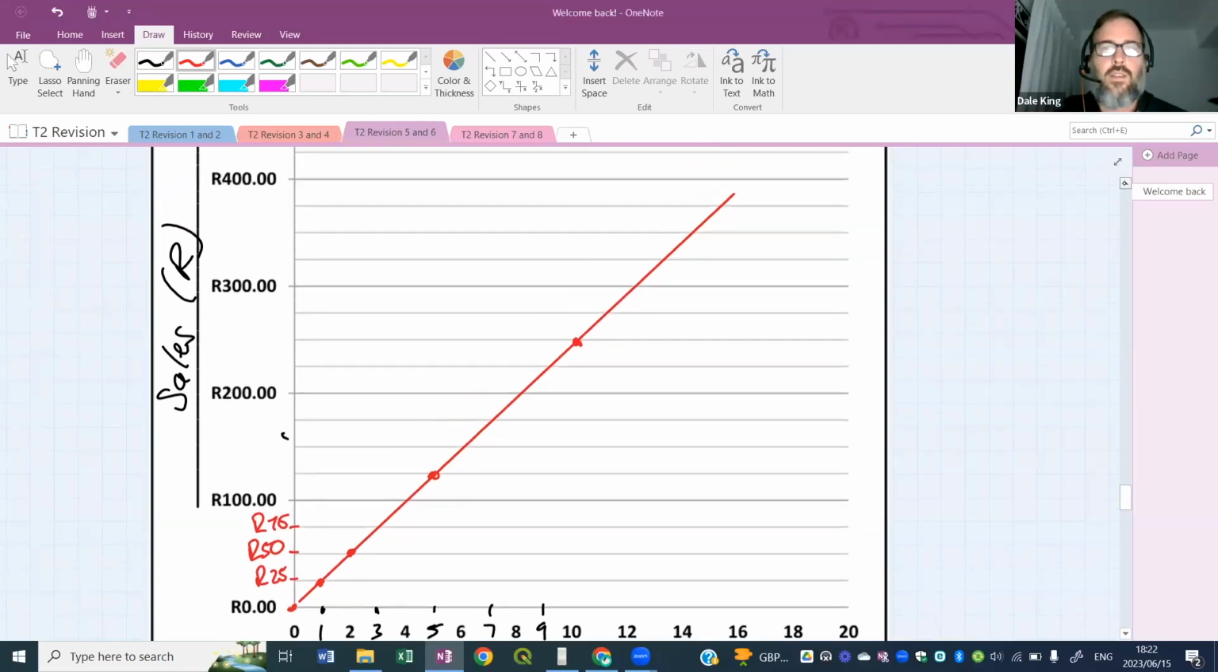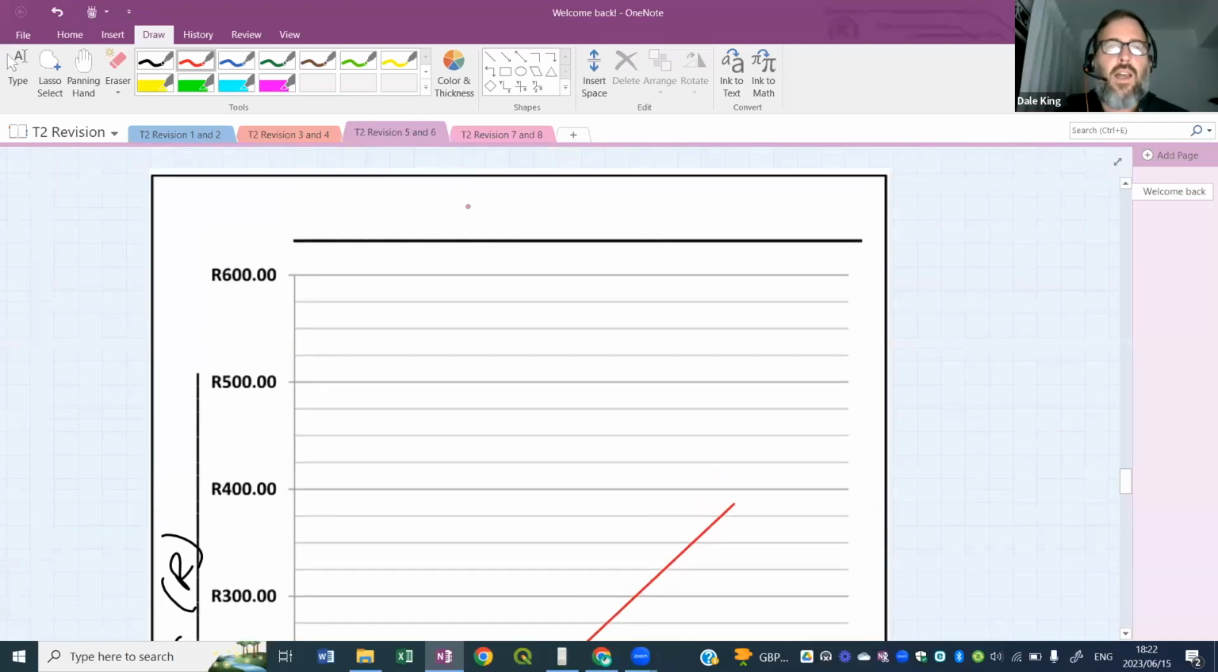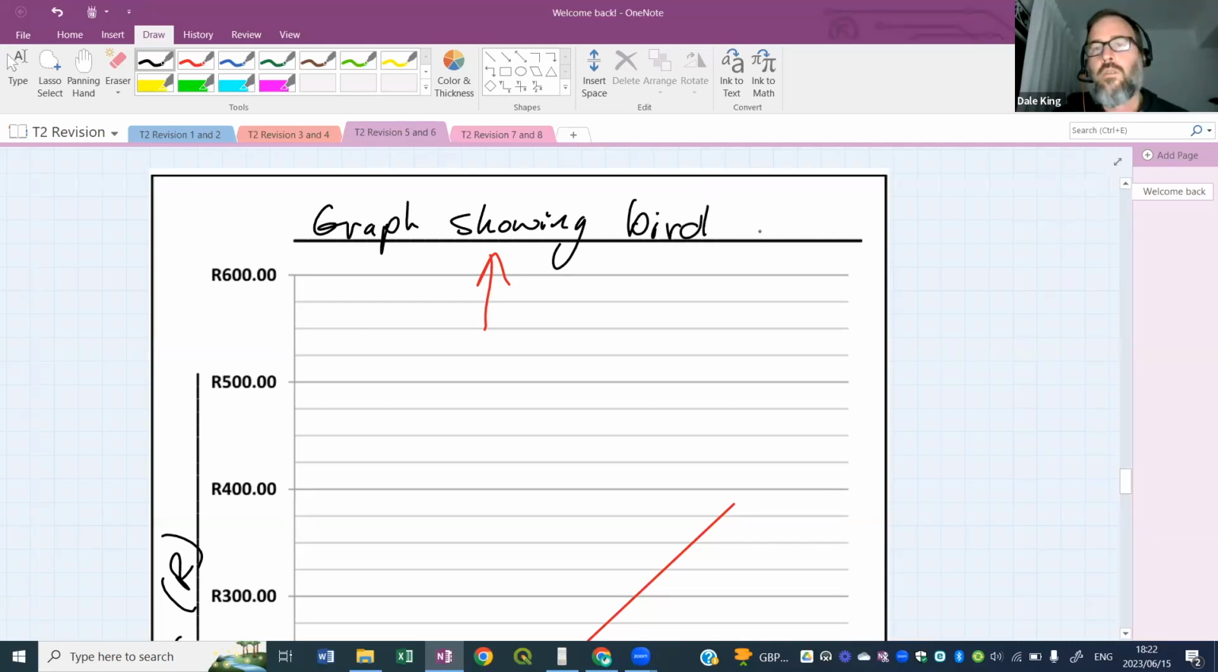You always have to have headings. This graph has to have a name. And they're actually given a line. You don't often get that in the exam. These people were very good in giving a hint. Something needs to be here. So we could say something like graph showing bird sales. That's the kind of heading that we could have.